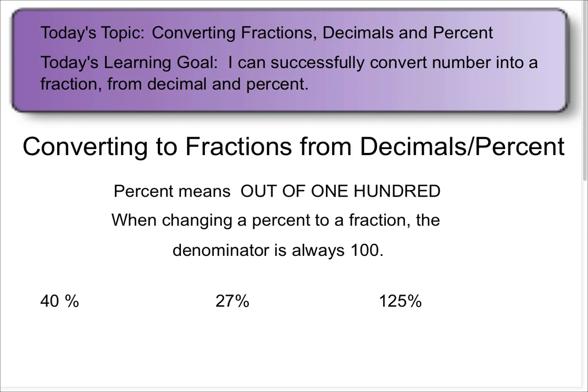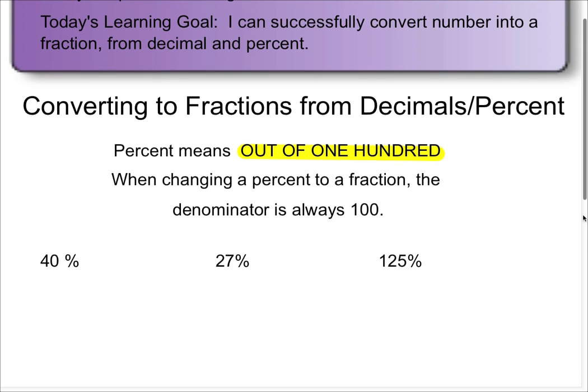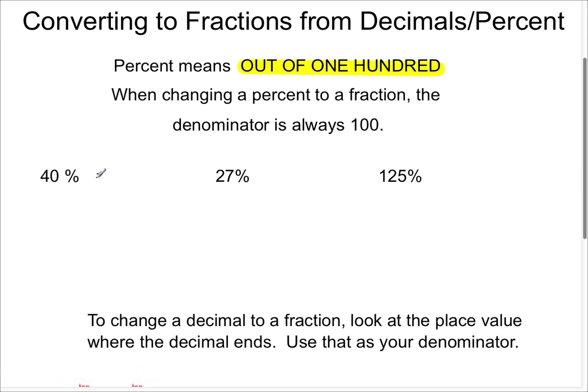Percent means out of 100. That's worth highlighting, I think. Out of 100. So when changing a percent to a fraction, the denominator is always 100. So 40% is 40 out of 100. And 27% is 27 out of 100. And 125% is 125 out of 100.